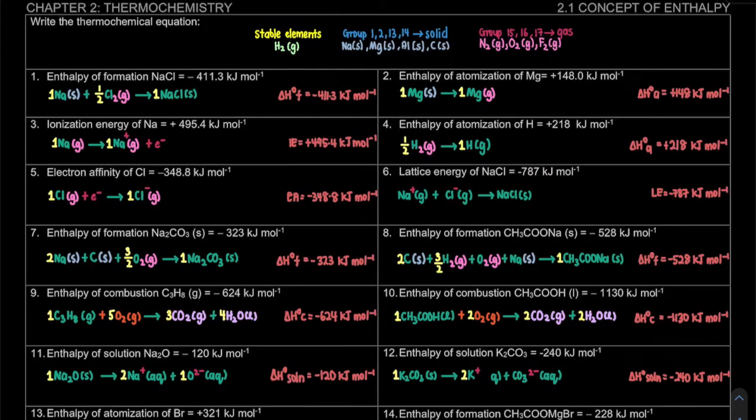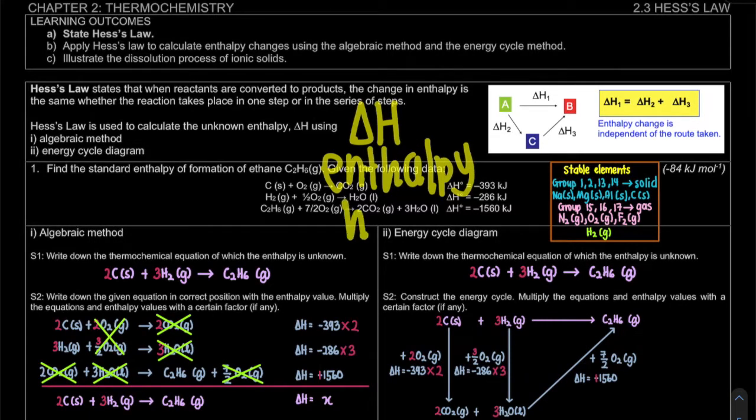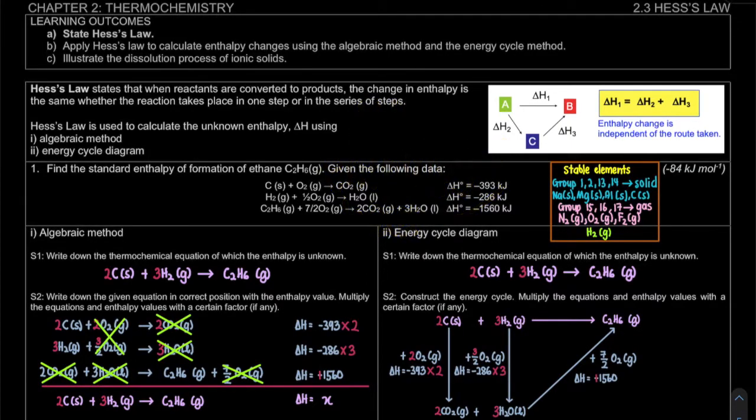Next, we have learned 2.3 Hess's law. Hess's law is used to determine our unknown enthalpy. Enthalpy is our delta H. And what is actually enthalpy? Enthalpy is actually the heat of your reaction, but we usually define it as enthalpy. To determine it, we can use two different methods. One is the algebraic method. Another one is the energy cycle diagram. So it's up to you which one you are comfortable with, but for me personally, I would prefer the algebraic method. Okay, so here is the video.